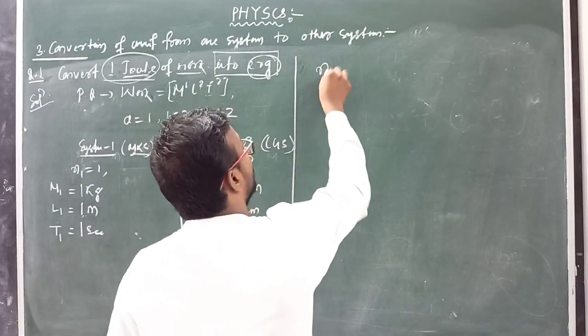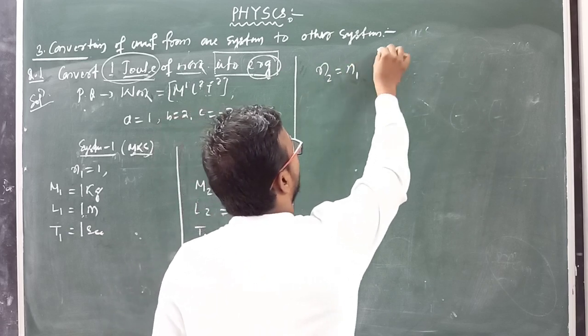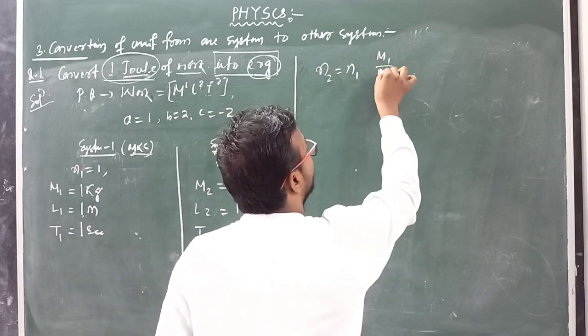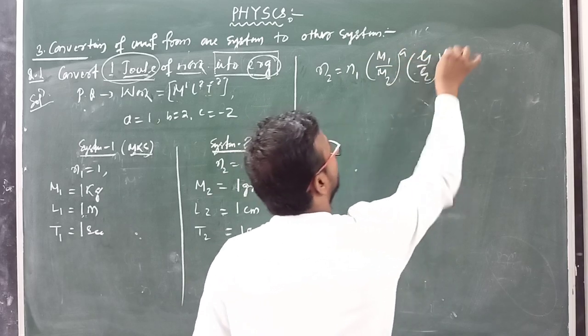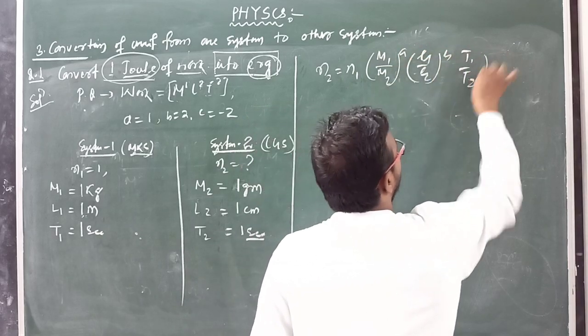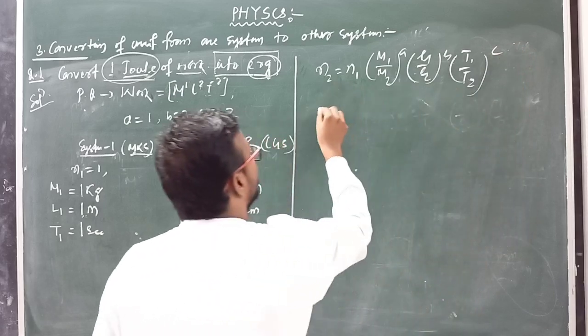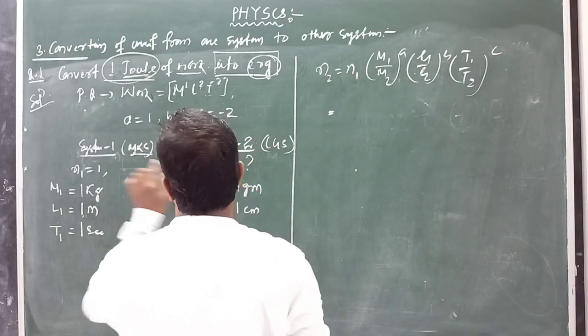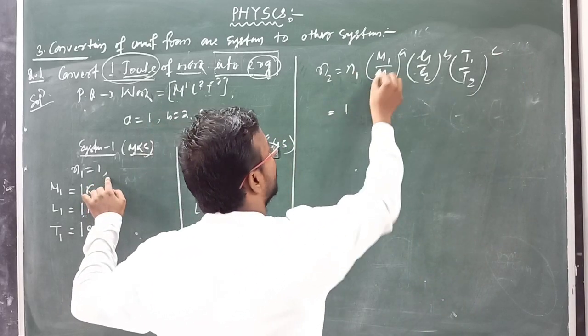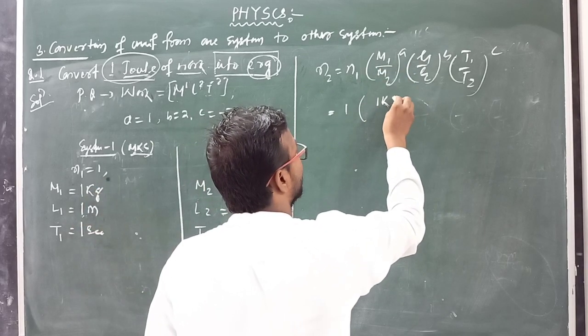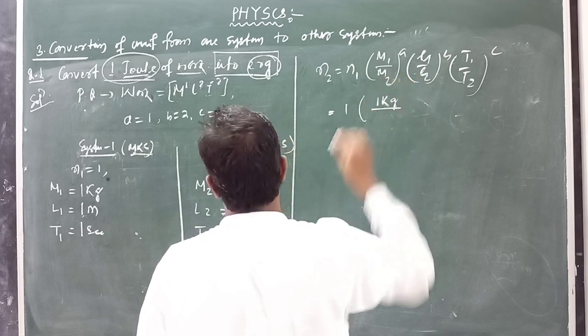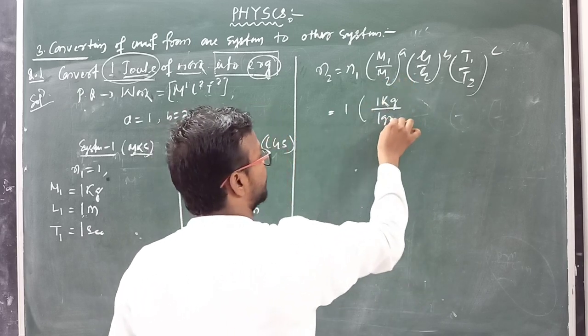So here N2 equals N1 times (M1 by M2) power a, times (L1 by L2) power b, times (T1 by T2) power c. Now use the values here. N1 is 1, M1 is 1 kg, divided by M2, which is 1 gram.